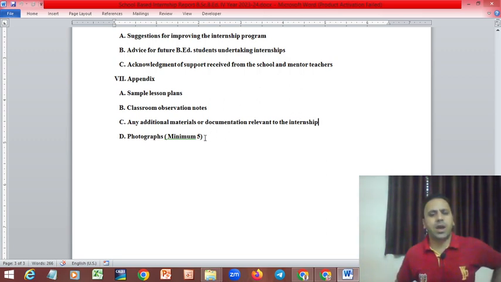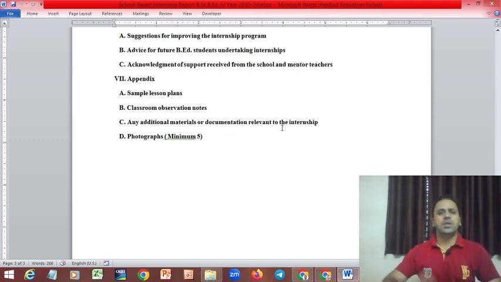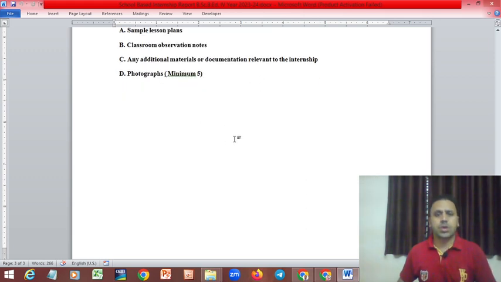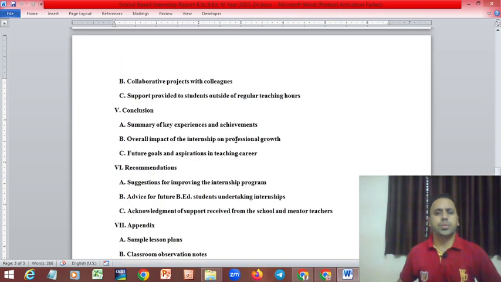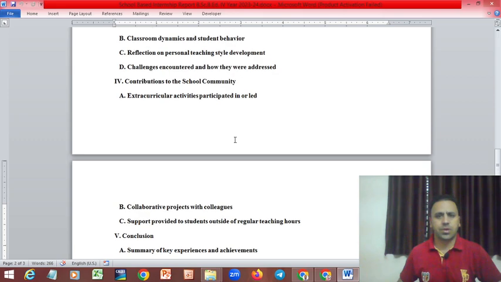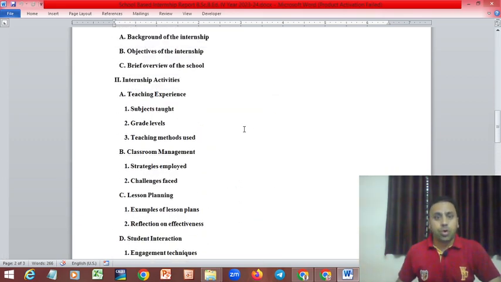Then you have to use a minimum of 5 photographs here. You can use photographs while teaching, while taking examination, with the staff, or in front of the school. So the minimum should be 5. By this you will complete your internship report and submit it to the department. Okay, I hope you got it.